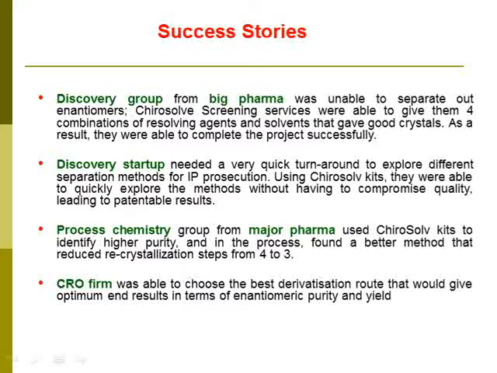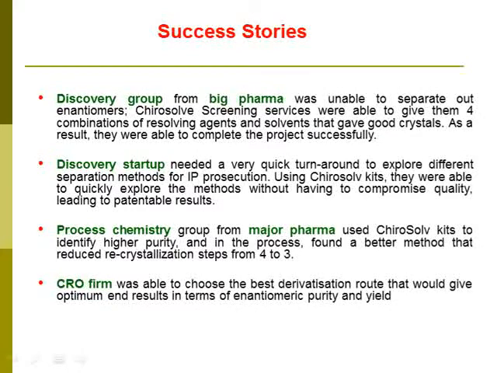Third example: a process chemistry group from a major pharma used the ChiroSolve kits to get higher purity. But while doing so, they found a better condition that reduced the recrystallization steps from 4 to 3. As you can imagine, eliminating one recrystallization step from manufacturing can save millions of dollars.